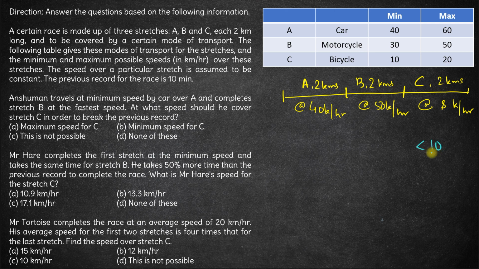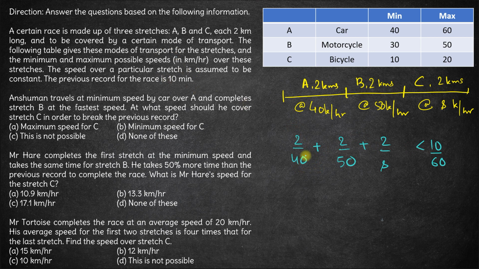Now this is 10 minutes, right? So let's convert it into hours. So 10 by 60 hours. Now this 10 by 60 hours should be greater than the sum of all these three times, correct? Time taken in stretch A by Anshuman will be distance upon speed, 2 by 40. Time taken for stretch B will be 2 by 50. And time taken for stretch C will be 2 by s. This is the total time taken by Anshuman and this should be less than 10 by 60. This should be less than the previous record, right?